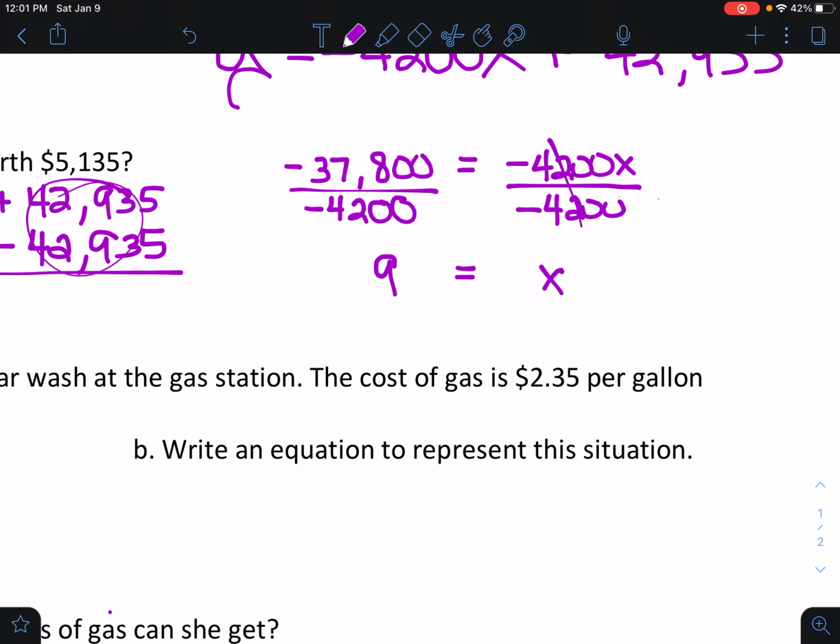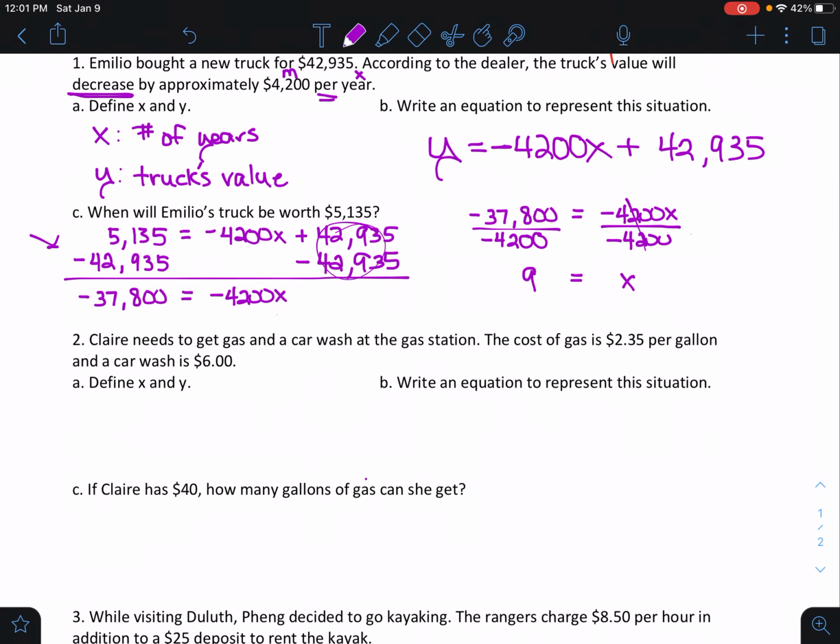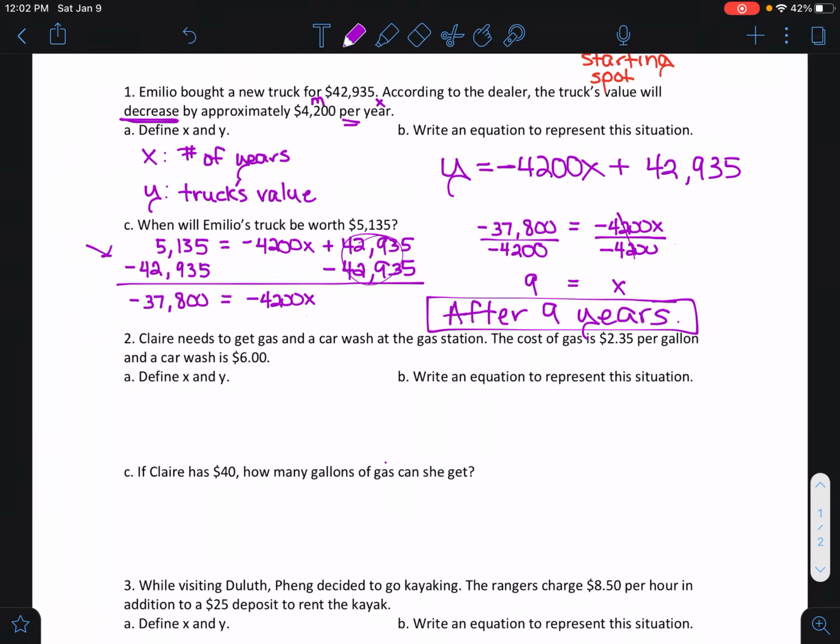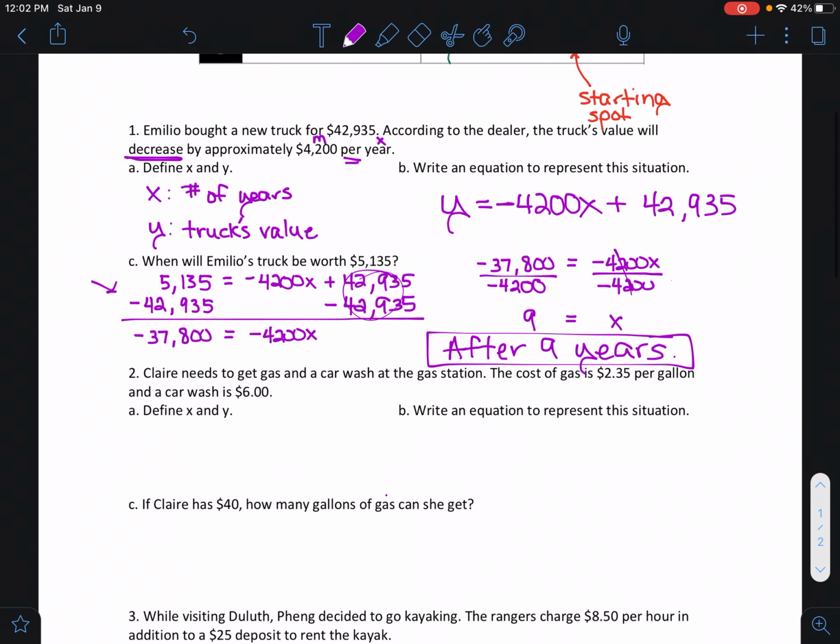All right, so now it's a word problem, so you want to write this out in words. What does this mean? X equals 9. Well, x is years. So when will Emilio's truck be worth $5,135? After 9 years. Make sure you write it out in words because it is a word problem. Okay, so that's one example that you might see.